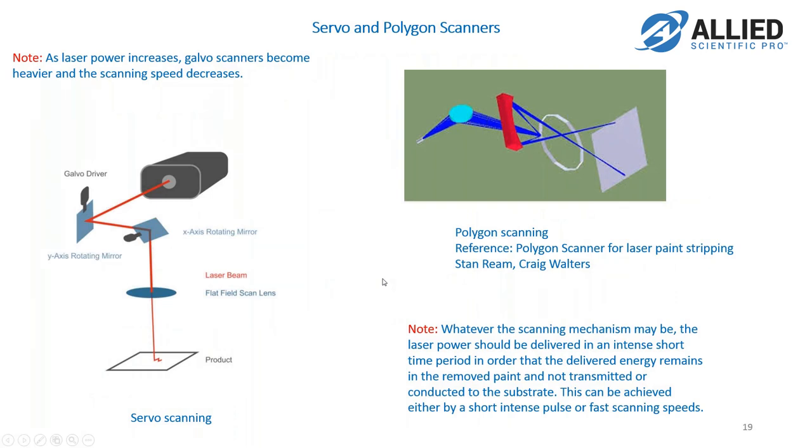Then you also have the servo and polygon scanners. The servo scanners usually have two rotating mirrors, one x-axis and one y-axis. And then you have a polygon scanner shown in here that has many facets. So what is the difference between the two? Why do you need to use a different type of scanner? It's because the servo type scanners cannot handle very high powers, whereas the polygon scanners can. So if you use a very high power laser with a servo scanner, you may damage the mirrors.